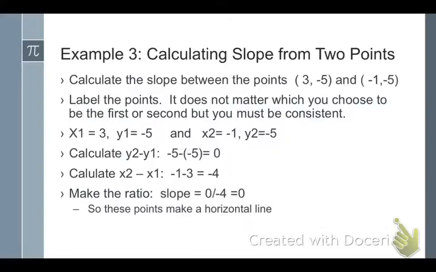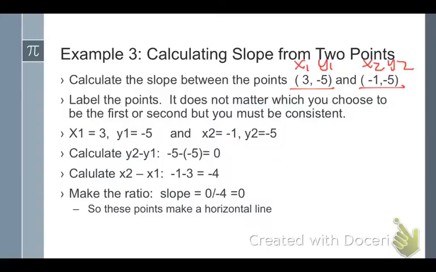So again, here's another one. Let's calculate the slope between these 2 points. There are my 2 points. This is x1, y1, x2, y2. You may be noticing that y1 and y2 are the same, and that affects our result. If y1 and y2 are the same, our result is the same every time.